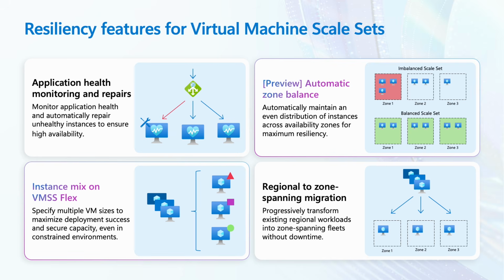As your scale set expands, new zonal instances are added. And when you scale in, we prioritize removing the regional instances first. This allows your fleet to progressively transform from a regional deployment to fully zone spanning, all without downtime.